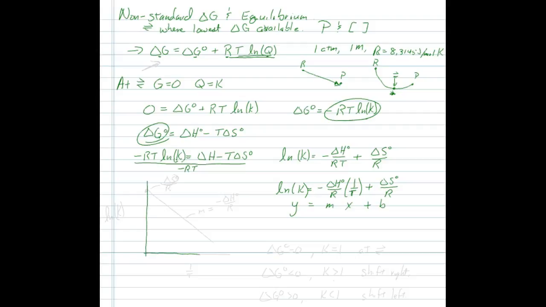So if we were to graph this, where our x-axis is the reciprocal of the temperature in Kelvin, and the y-axis is the natural log of K at different temperatures, you'll get a line that looks like this, and that point right there is delta S naught over R, and the slope is negative delta H naught over R. So since R is constant, you can calculate the enthalpy and the entropy of a reaction from that equation.